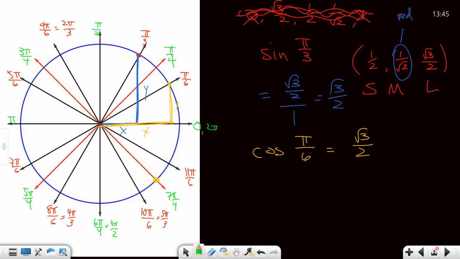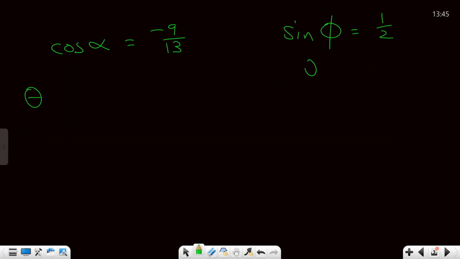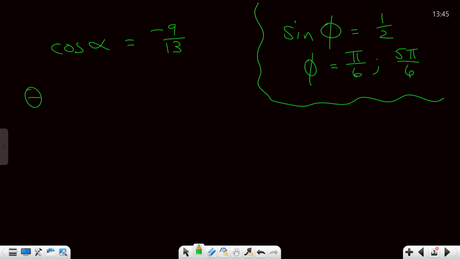Okay, so we go back to this now. So this would be phi is equal to pi over 6 or 5 pi over 6. Easy peasy, still lemon squeezy. So we come over here, and now this. There is no negative 9/13 on the unit circle. So we have to be able to figure out where that occurs. How do we do it? You know, Dimitri knows. Inverse cosine on both sides.